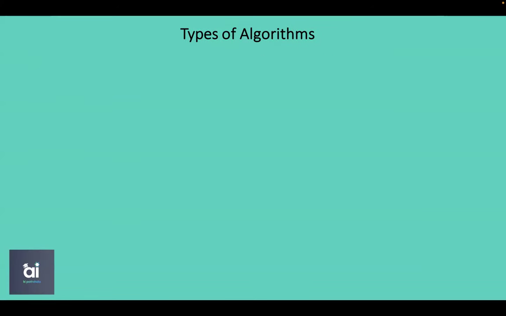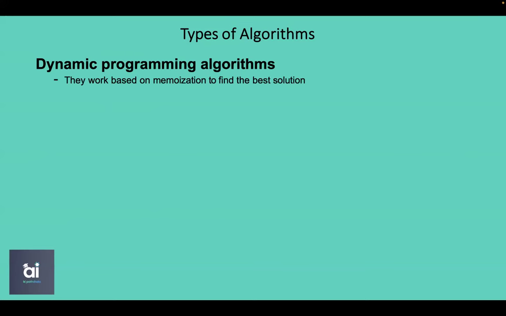Now the next type of algorithm is dynamic programming algorithm. Dynamic programming algorithms are used to solve problems by breaking them down into smaller subproblems. They work based on memoization to find the best solution. The example for this algorithm can be knapsack problems.